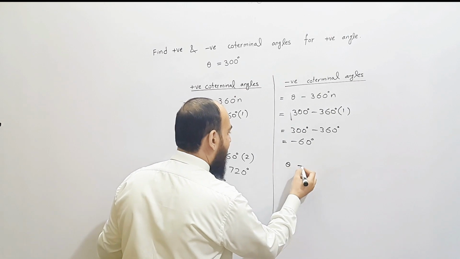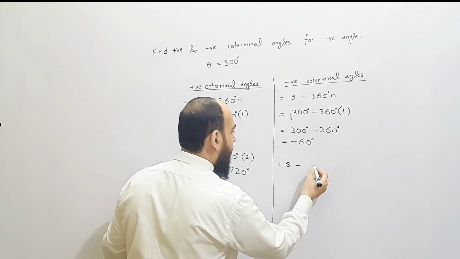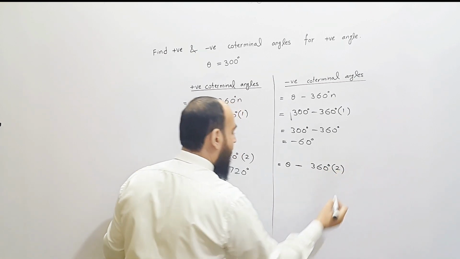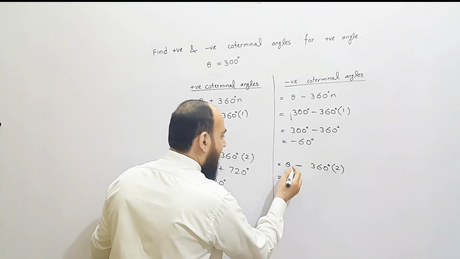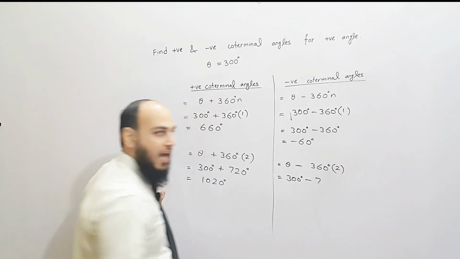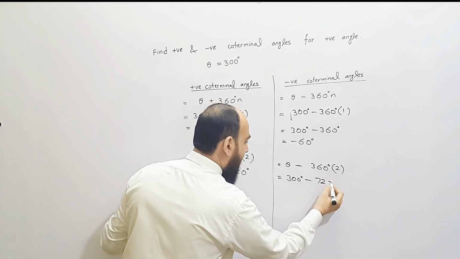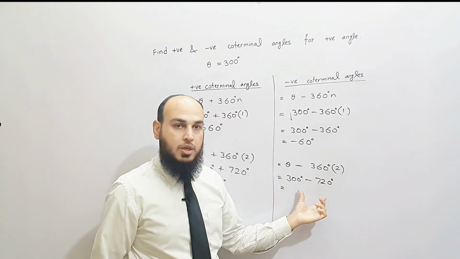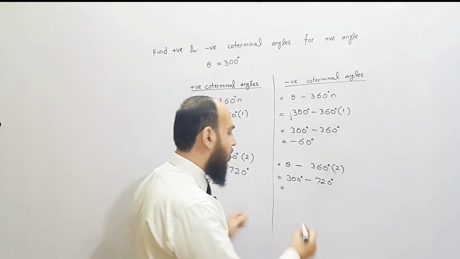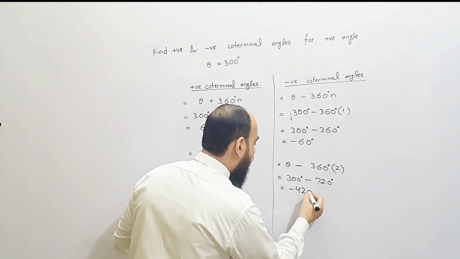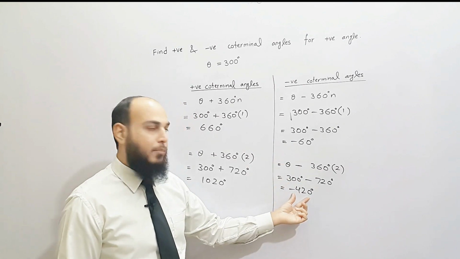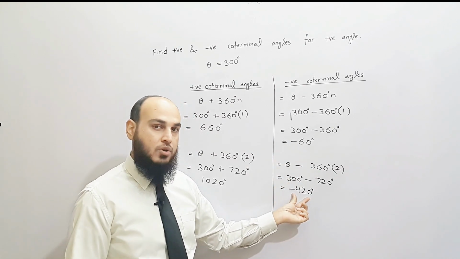Now you can put any value in the place of n, meaning any natural number. You put 2 here, and theta is 300 degrees minus 360 times 2, which is 720, and now you have to subtract them with the help of a calculator. You will get minus 420. Minus 420 degrees.